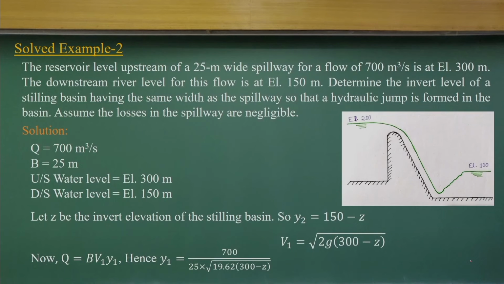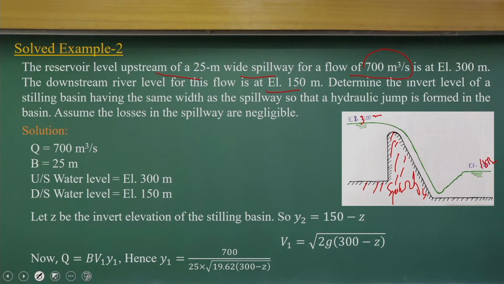Let us talk about another simple example problem where there is a reservoir with a 25 meter wide spillway. Just look at the figure. This is a spillway. Generally, whenever you look at rivers and dam projects, you can have a spillway. It has a discharge of 700 meter cube per second. The elevation is 300 meters. At the downstream river level, the elevation is 150 meters.